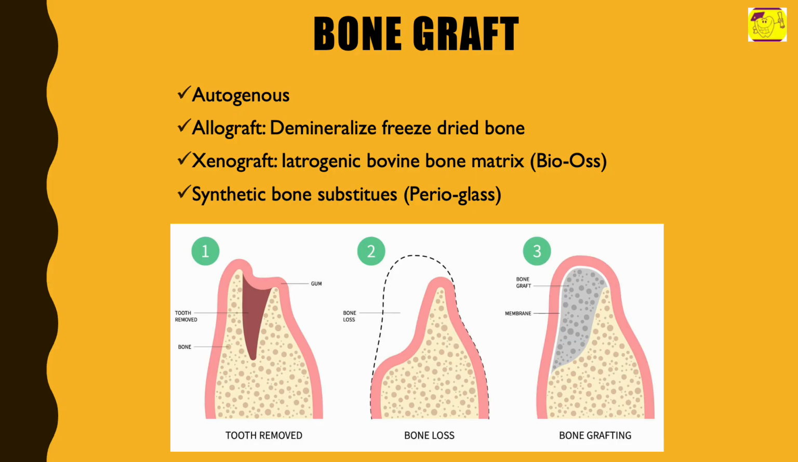And then you have xenograft, which is taken from a bovine bone matrix. The most famous brand is BioOss. And then you have synthetic bone substitutes, and this is what is currently preferred by all periodontologists, which is perio class.